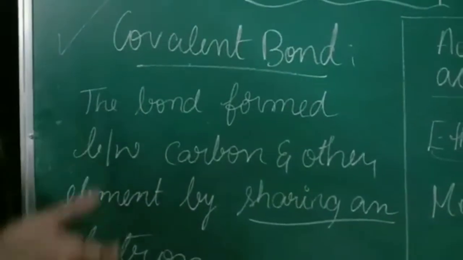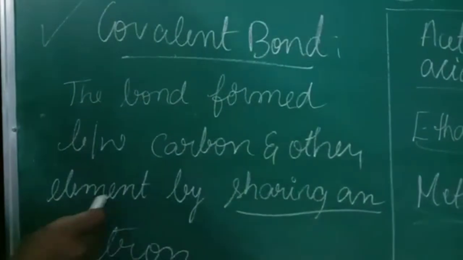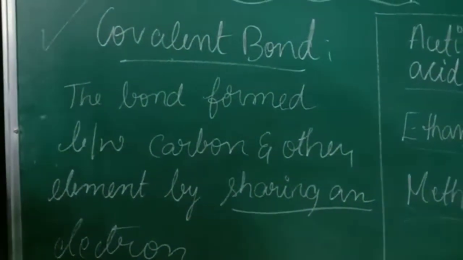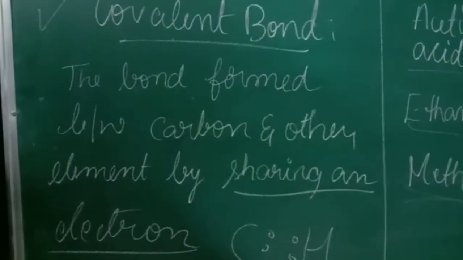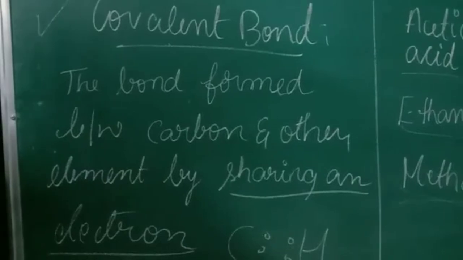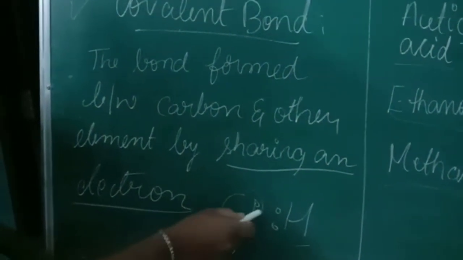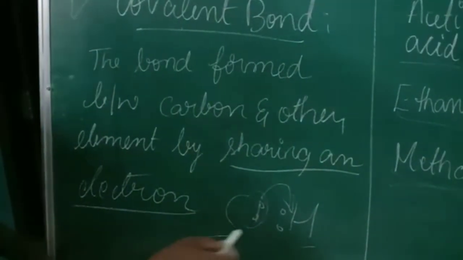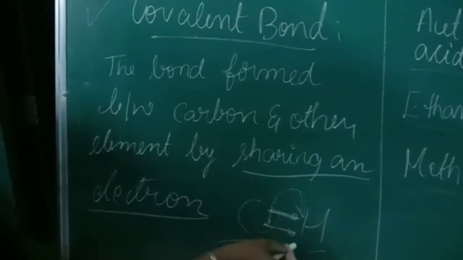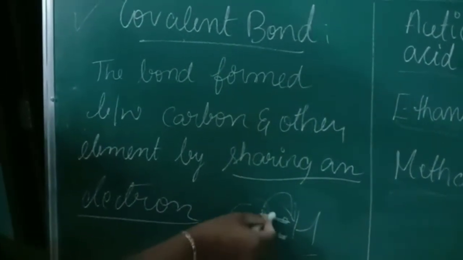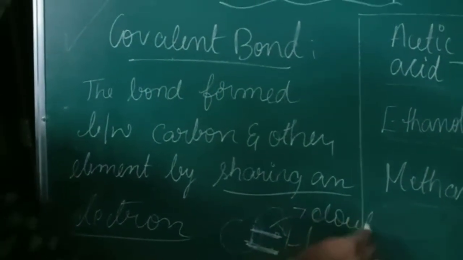A covalent bond means the bond formed between carbon and another element by sharing electrons. For example, carbon shares its 2 electrons with hydrogen, and this forms a bond. That is, 2 electrons form 1 bond and these 2 electrons form another bond. So how many bonds are there? Here there are 2 bonds. This type of bond we call a double bond.